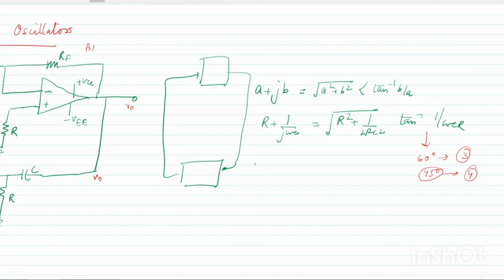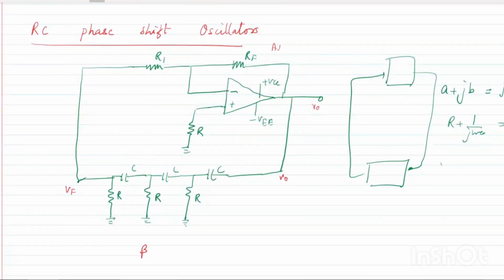And when we are using a 45-degree phase shift, we'll have 4 RC components. But the commercially available one is already a 3 RC phase shift oscillator. So you can see this circuit diagram I've already shown here, that we have put a 3 RC network in the feedback, and 180 degrees through the amplifier and 180 degrees through the feedback network. So this is an oscillator and you are going to do a practical also in this.